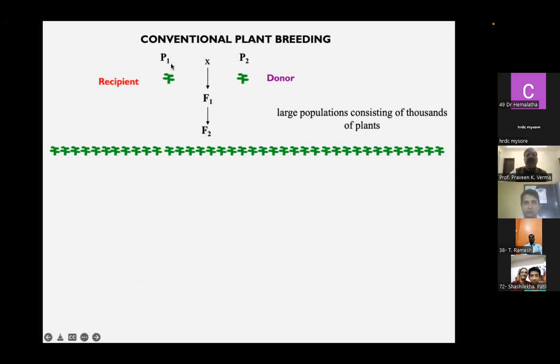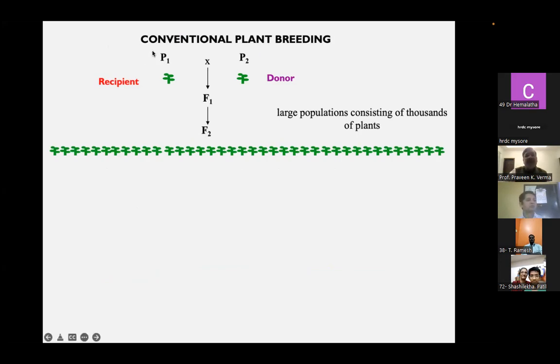So, what is conventional plant breeding? Many of you who are from the botany or biology background may already know these basic things, but I am just giving this idea to other people who are not from the plant field.